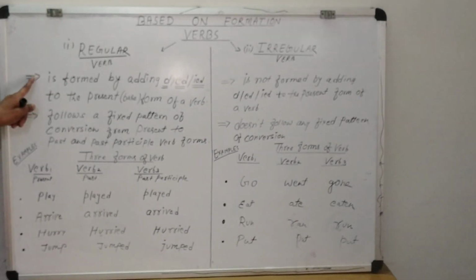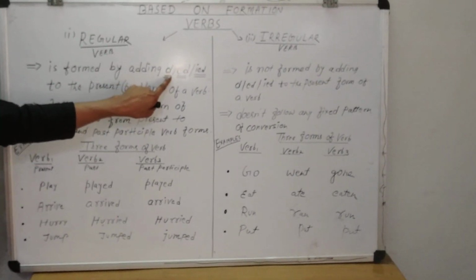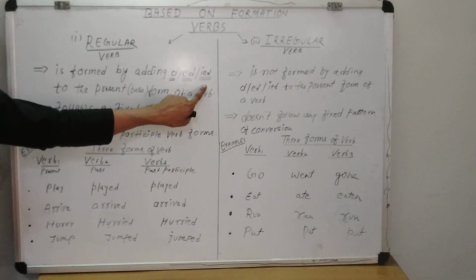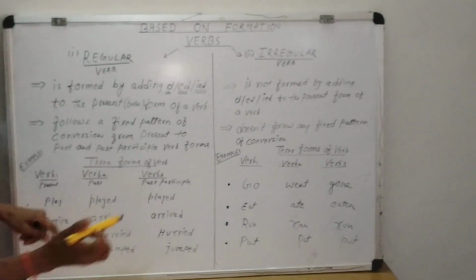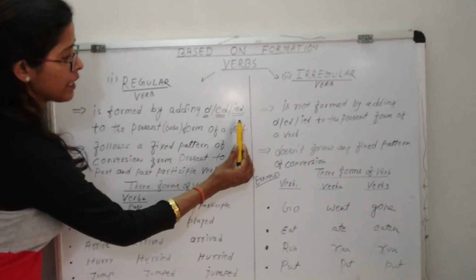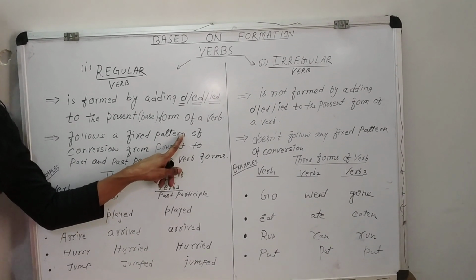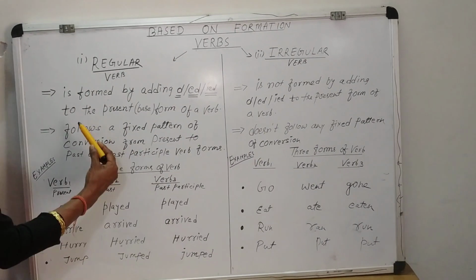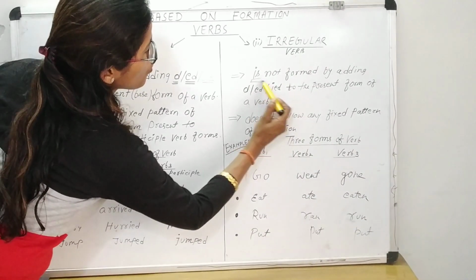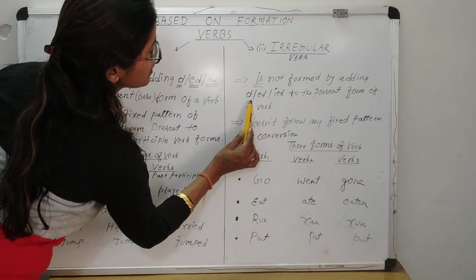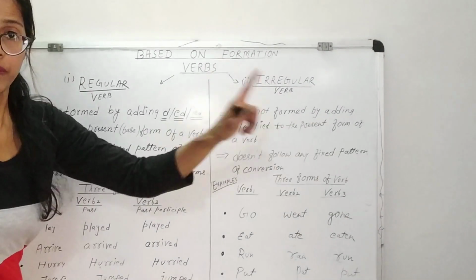Now, a regular verb is always formed by adding d, ed or id to the present or base form of the verb. Remember this one, okay? Whereas in the irregular form, a verb is not formed by adding d, ed or id to the present form of the verb. That is the difference.